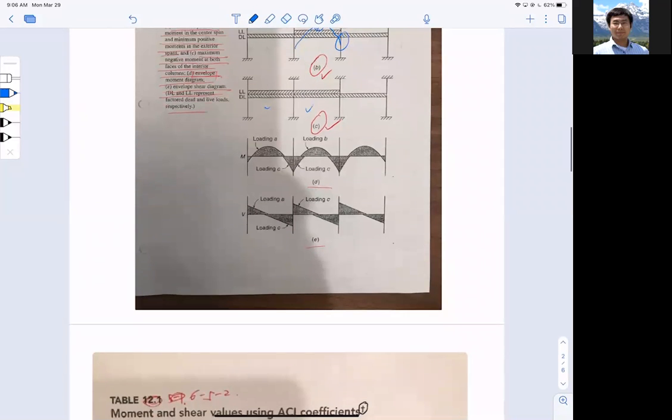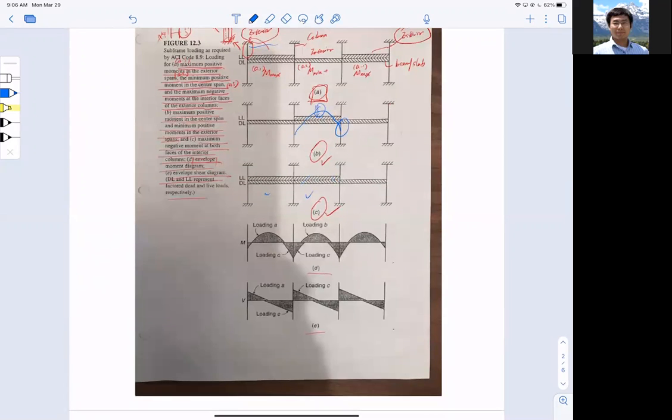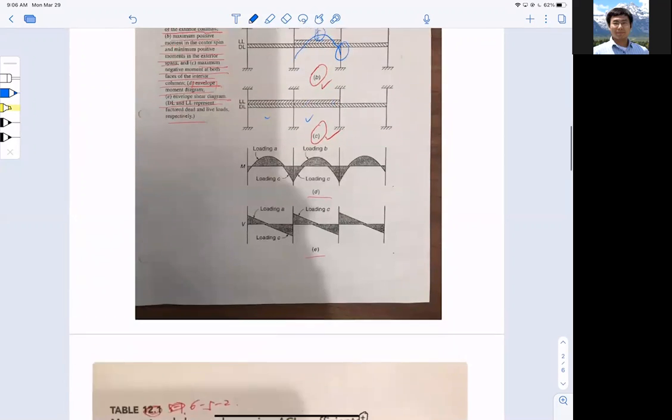So all these are the loading patterns, and you don't have to worry about it. That's just for your information, FYI. You just need to have more of a general knowledge. You don't have to remember exactly how this pattern was decided. This is just to give you a sense that you cannot just arbitrarily load the beams to get the max moment. There are regulations you have to follow.